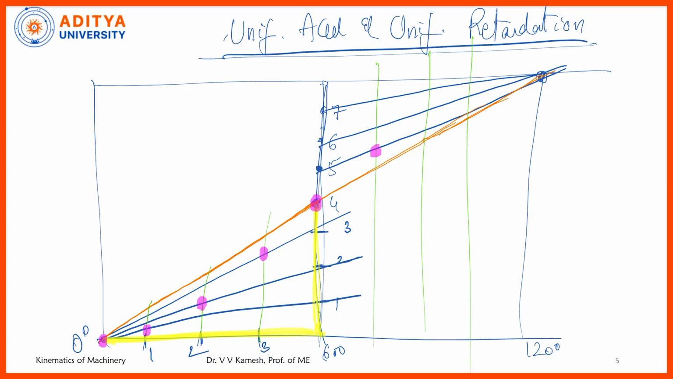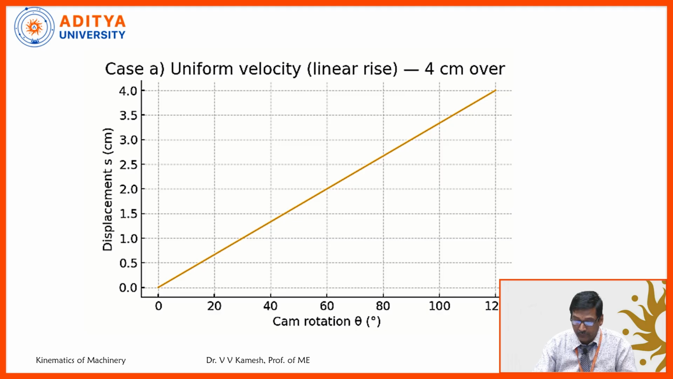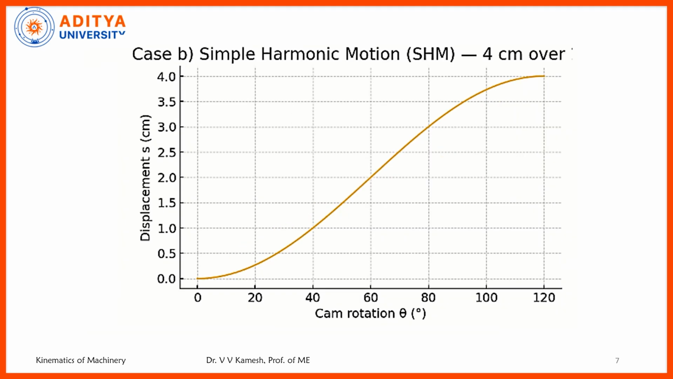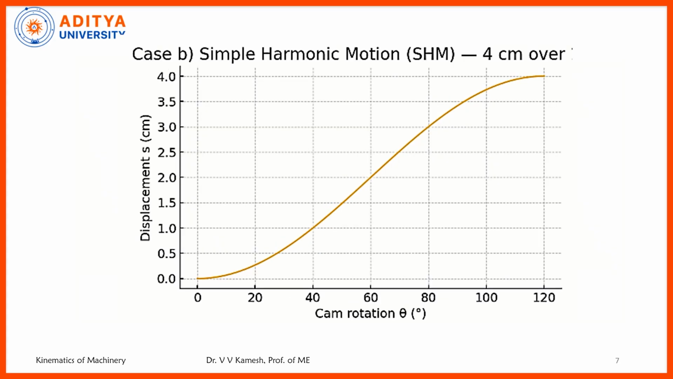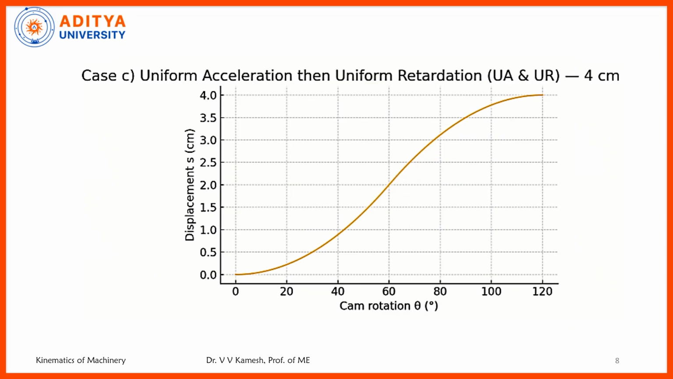Similarly at 5, because this is 4, 5, 6, 7 and 8. So from 5, 5, from 6, 6, 7, 7, the last. You join all of these, and this is the curve of your displacement diagram with uniform acceleration and uniform retardation. This is the diagram if you draw it with software. This is SHM and this is uniform acceleration and retardation. Somebody may think they follow the same path. They look the same, but they are not equal, right? There is a very slight difference.